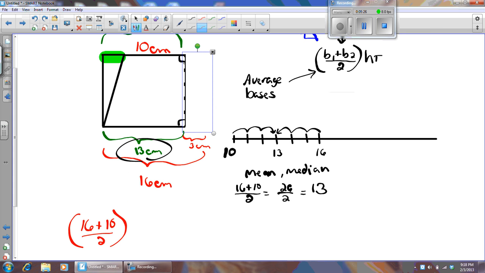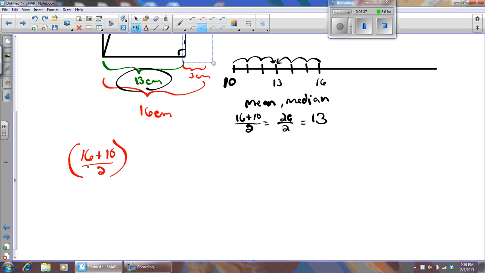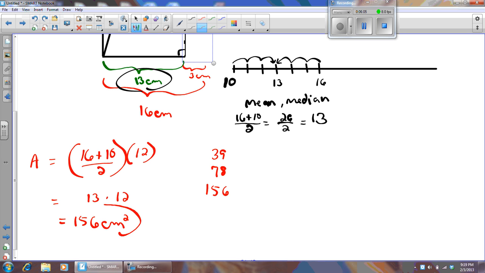Now, I don't believe I ever gave you the height of this trapezoid. So let's say it's 12 centimeters. Okay? And so we're going to multiply by the 12. And so we're going to get 13 times 12. Now, if I triple 13, I get 39. And if I double that, I get 78. And if I double that, I get 156. So that's going to equal 156 centimeters squared. And there you go.